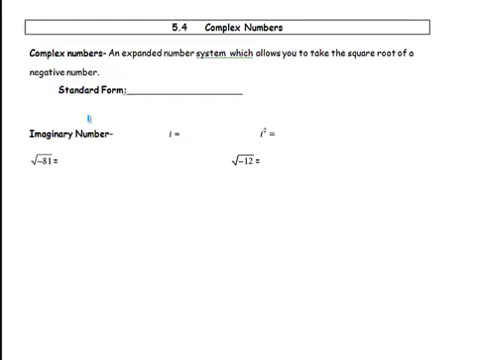of a negative number. Because right now, if you were to take your calculator and you would type in the square root of any negative number, it will say error. And it might say something like non-real or something like that. So what we're going to do now is we're going to manipulate the system so that we can take the square root of a negative number. Alright, so the standard form of complex numbers is this.